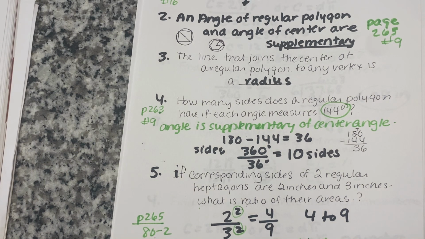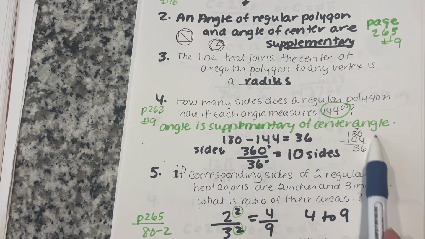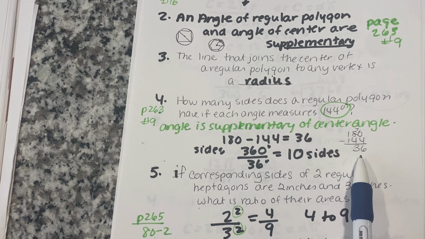So basically, first we're going to subtract it from 180 because the center angle is supplementary. So we will take 180 minus 144 here. And what do we get? Do your work. 180 minus 144 is 36. So now we know the center angle is 36.